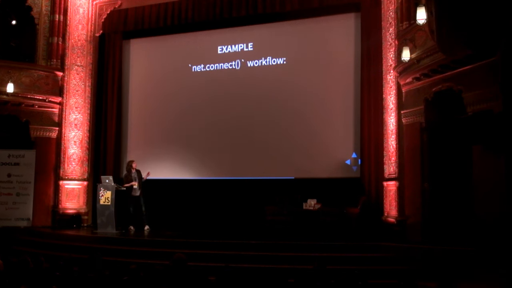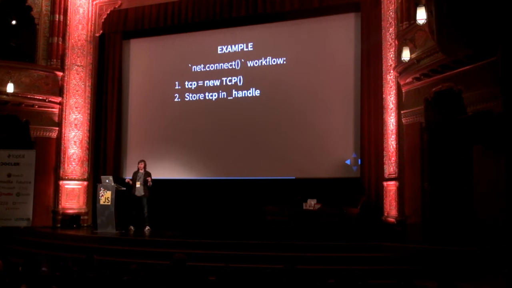So I promised you an example. NetConnect works in the following way. First, a TCP instance is created. Remember, TCP is actually a JavaScript class that is mapped to a C++ class, so it's invoking internals of Node.js. Then it stores TCP in _handle of the net socket.